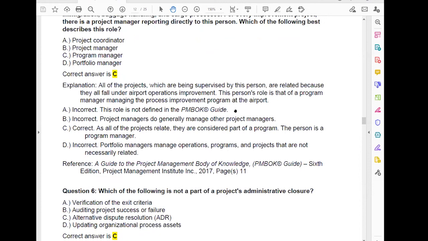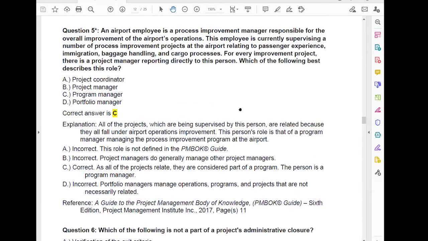One keyword for this one, Sir William, is this statement: there is a project manager reporting directly to this person. As we have identified, if there are one or more PMs reporting to you, you're considered higher than the PM. Most likely, higher than the PM is the program manager, and higher than the program manager is the portfolio manager. Those are the keywords. Thank you for that.